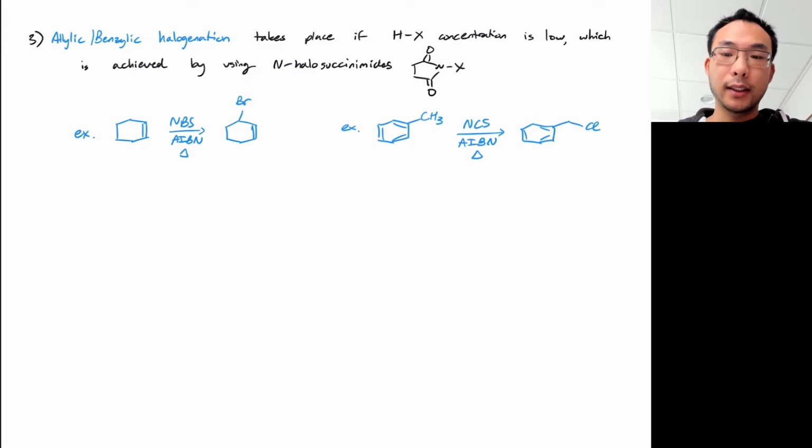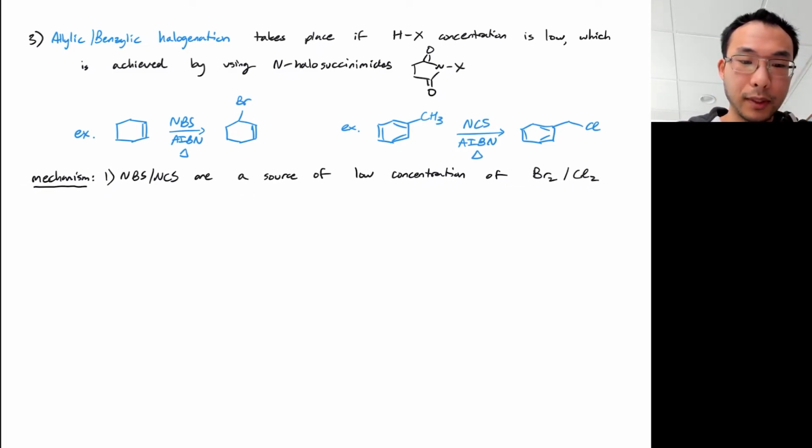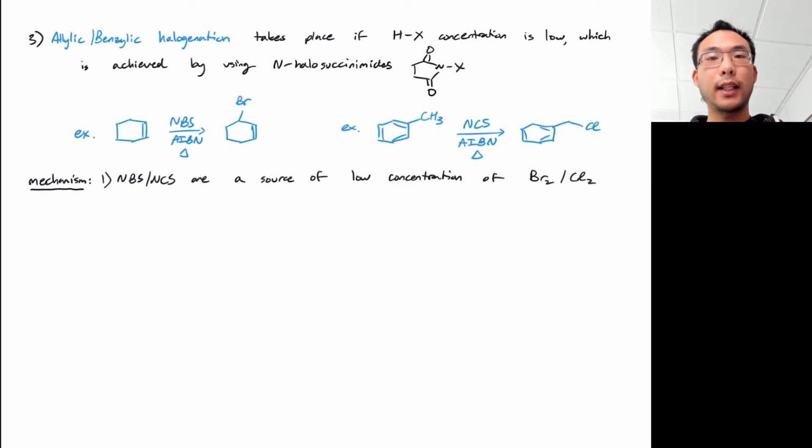The way this is done is to use this set of reagents, which are called N-halosuccinimides, so either N-bromosuccinimide or N-chlorosuccinimide, NBS and NCS. So let's look at this mechanism. The first part of this that we'll just understand or assume is that the NBS and NCS are a source of a very low concentration of bromine or chlorine.